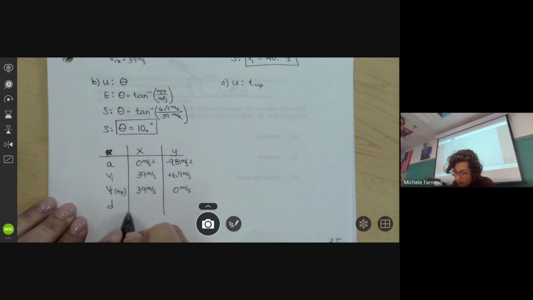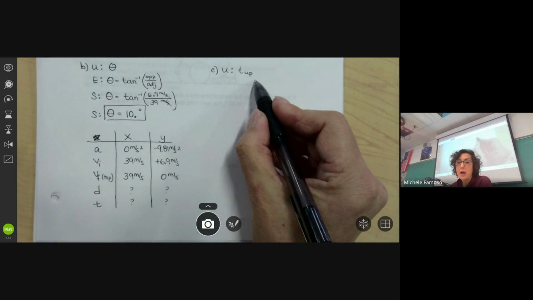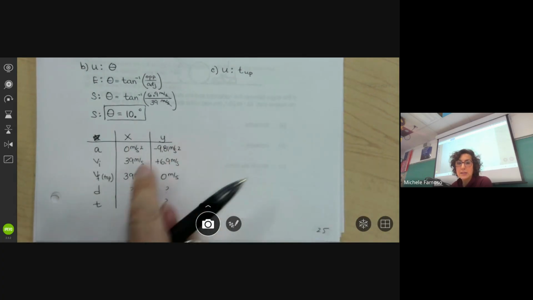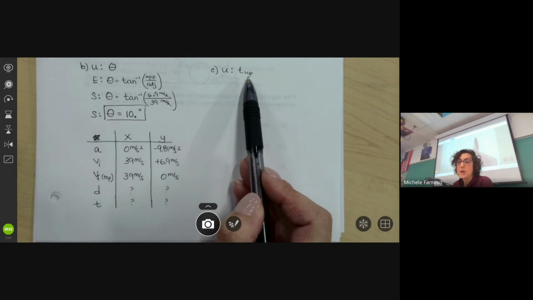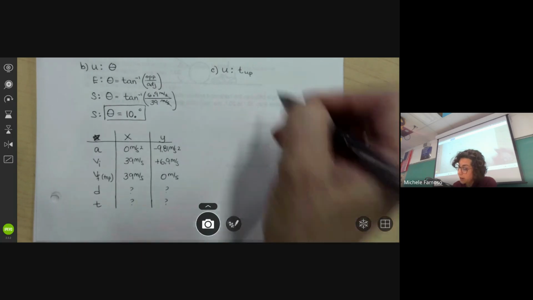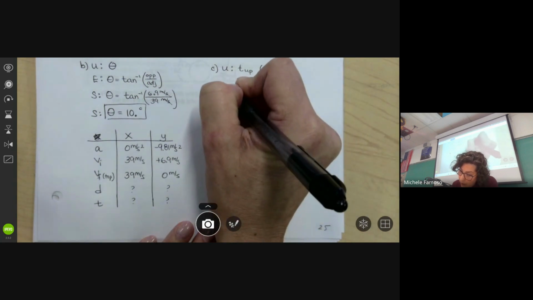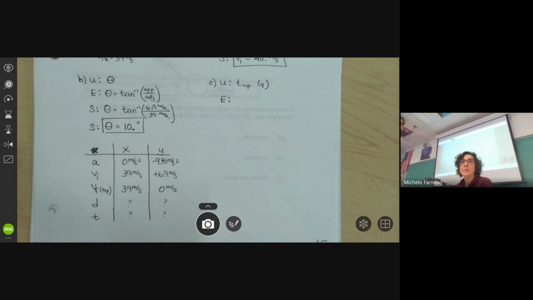Now, we have always put our D and our T's here. I don't know these. These are not given to me. But I am looking for my time going up. When I look at this, I have equal amounts of information in both directions. But this is less useful because I don't see a change in these values. Which direction, therefore, should I be using to help me get the time up? The X or the Y? The Y. What equation can we use to help us get that time going up?